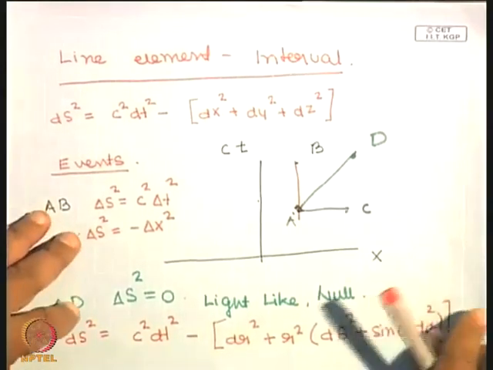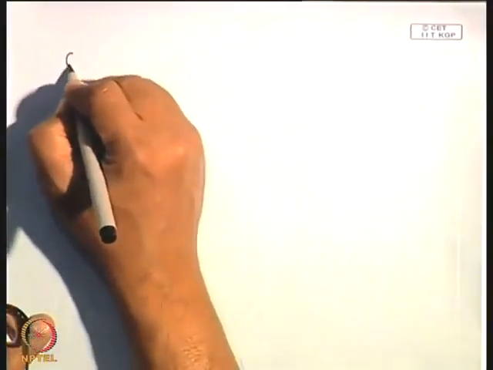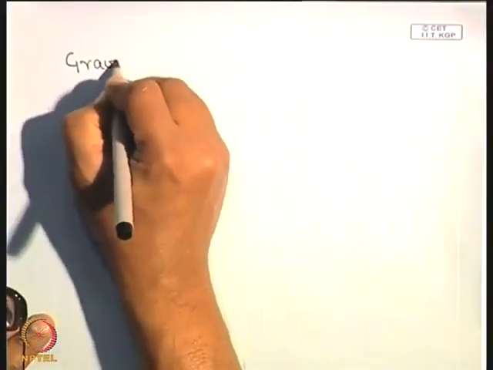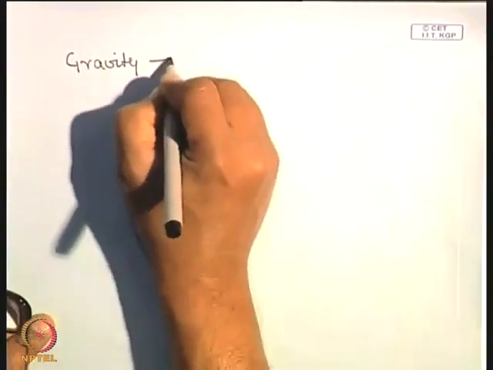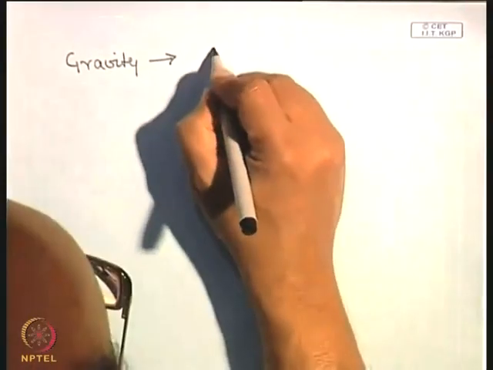Now, here we are looking not only at relativity, but we are also interested in Einstein's general theory of relativity. So, in the general theory of relativity, the gravity manifests itself as curvature of space time.